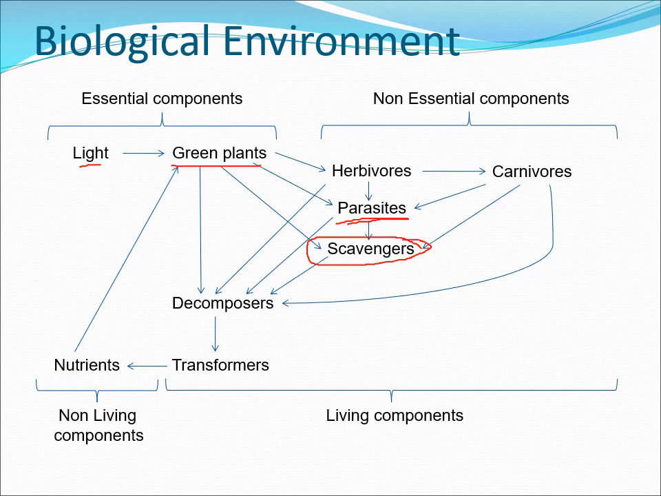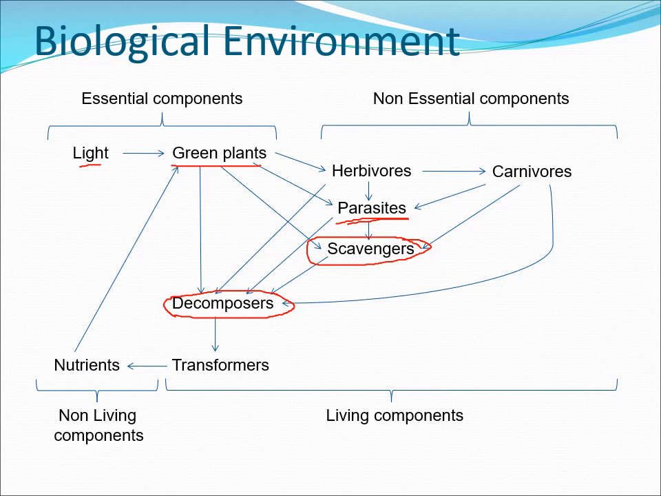Those are known as decomposers and scavengers, and they are transformed into raw materials and mixed with the substrate or mixed with the soils. Then they again take part in this cycle. So this entire supply of energy, starting from the sunlight to green plants to herbivores, carnivores, parasites, scavengers, decomposers, and again mixed with soil, there is a continuous change.